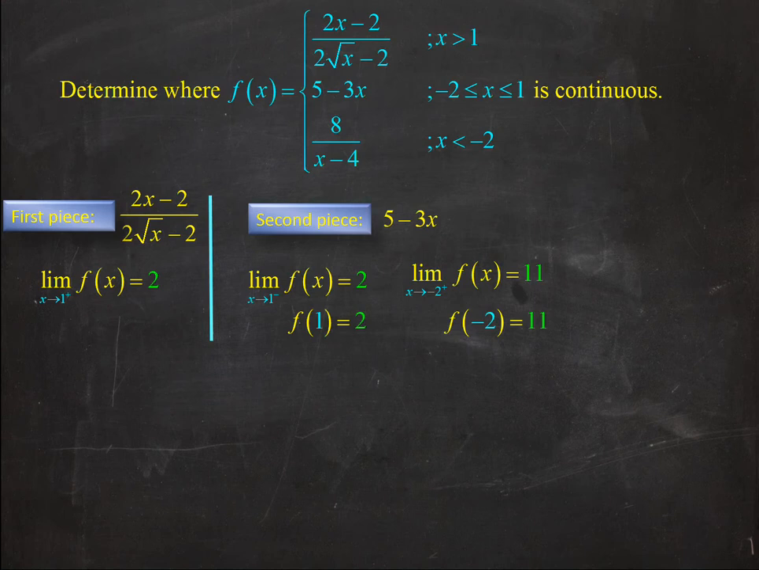So that summarizes the continuity of the first two pieces and where each of the pieces go to. So to finish off the question, we just have to look at the third segment. That is the third piece.